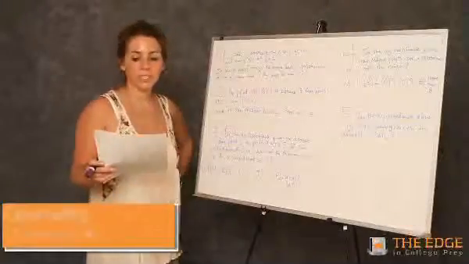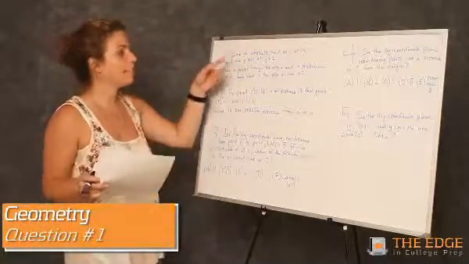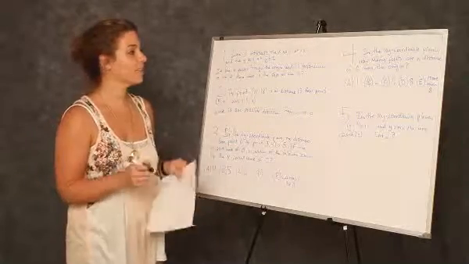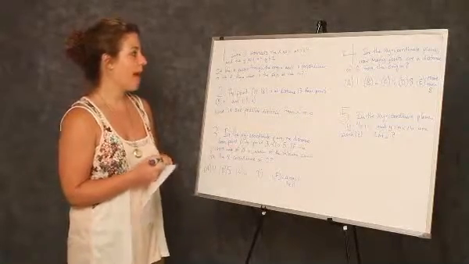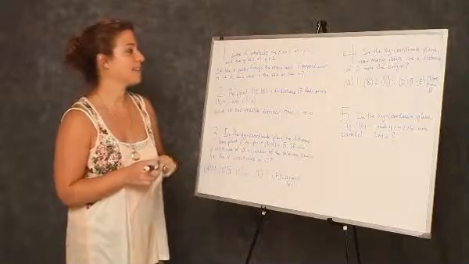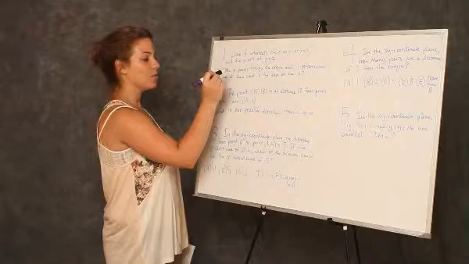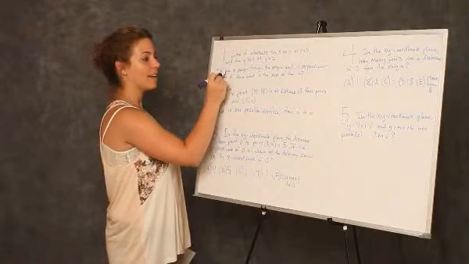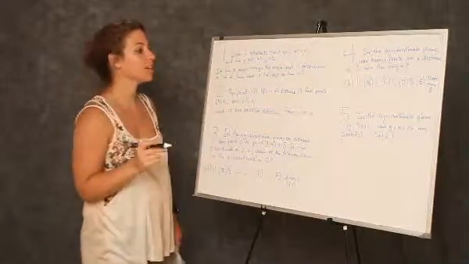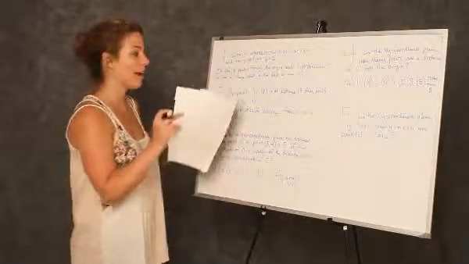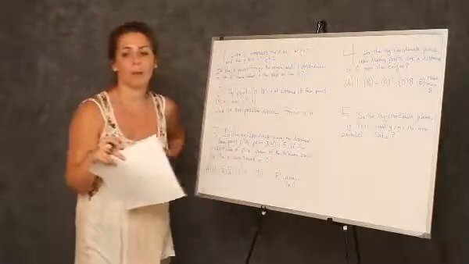All right, so question number 1 tells us that line L intersects the x-axis at x equals 4 and the y-axis at 2. So basically they're telling us that line N passes through the origin and is perpendicular to line L. And what they're asking us is, what is the slope of line N?